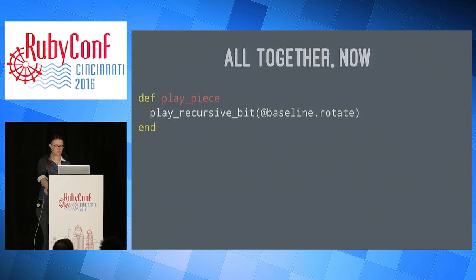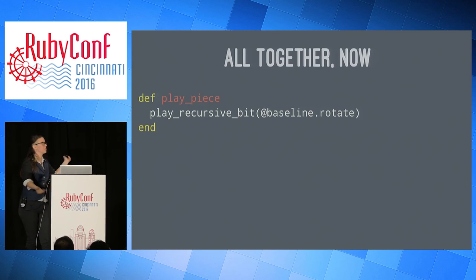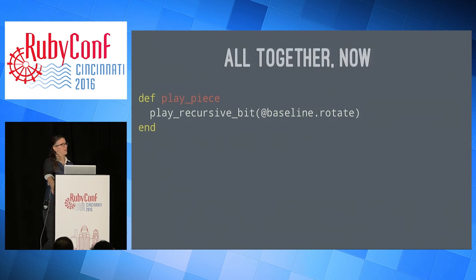So let's put all these pieces together. We could potentially just use the method we just wrote, play recursive bit, and pass in a rotated baseline. But there's one problem with that. Any takers? Does anyone already know? I see a hand halfway raised in back, maybe? Yeah.